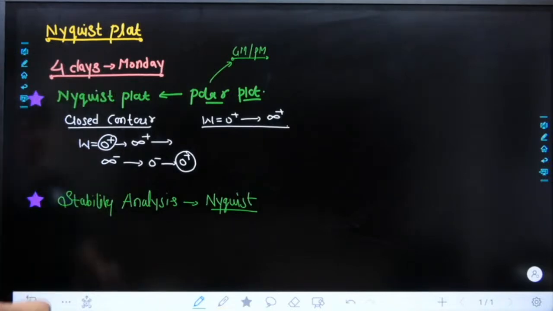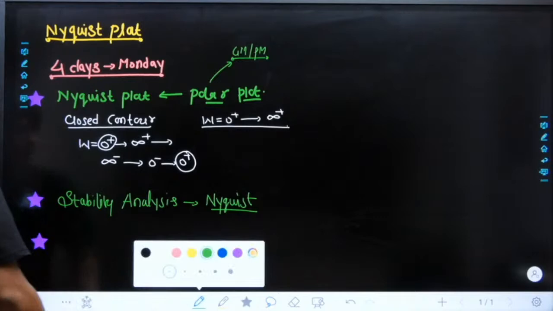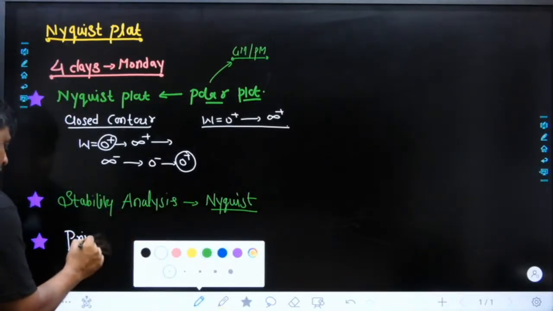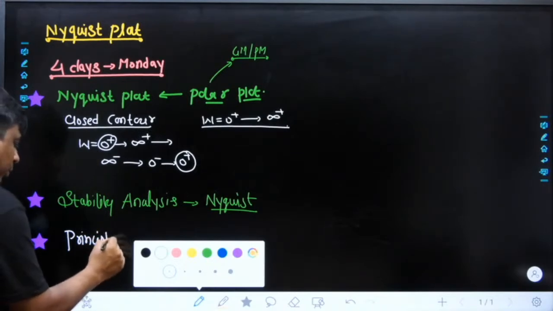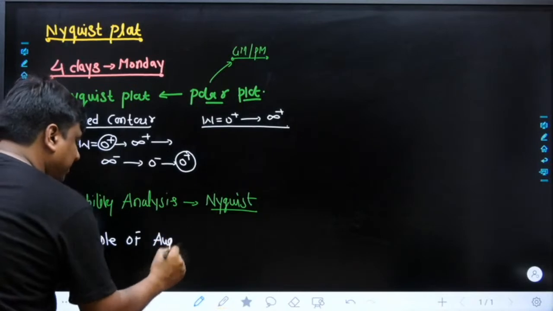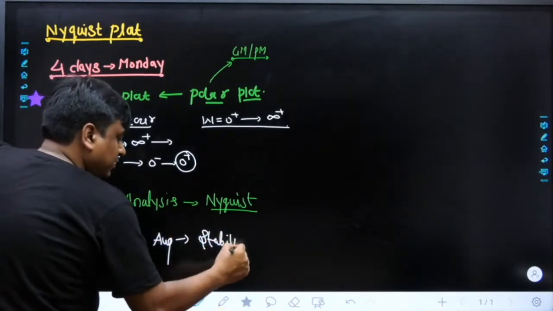In the same sequence, let me move forward. What is going to be the next point over here? The principle of argument. The principle of argument is the key point through which the stability of the system would be assessed.